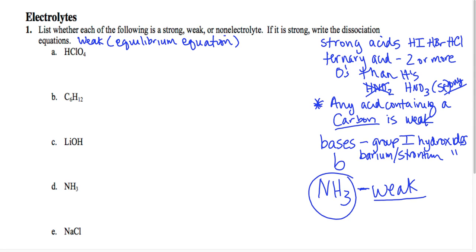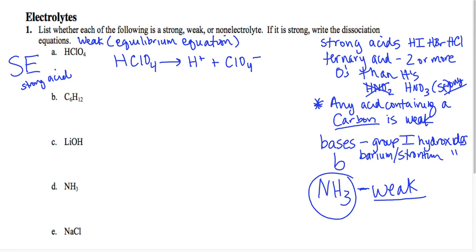But let's start with this first one, HClO4. What kind of electrolyte is that? Strong. Why is it a strong electrolyte? Because it's a strong acid. So it's strong. This is going to dissociate in water. There's two ways you can write dissociation equations. We could just take it like this, and we draw a single-headed arrow in the right direction. 100% of this turns into these two ions.